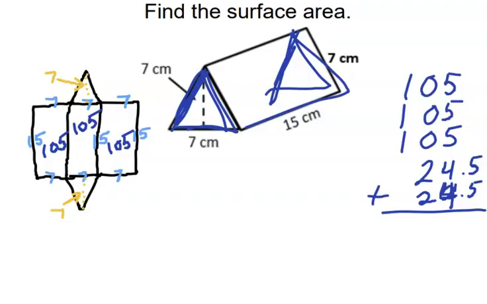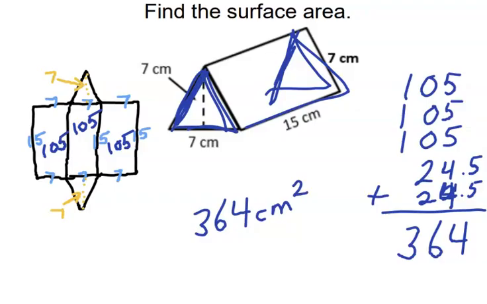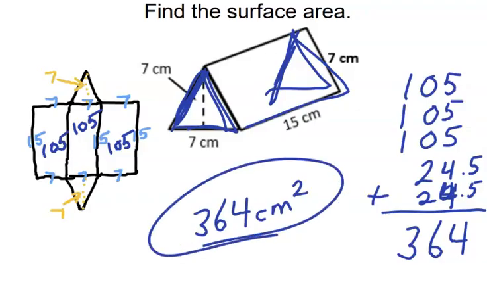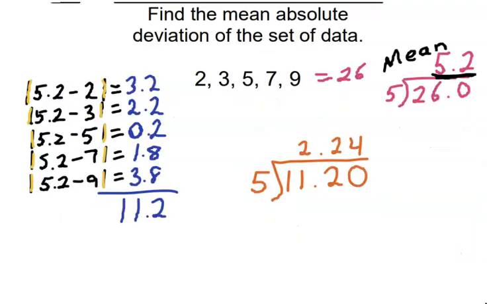So we have 315 plus 24.5 and 24.5, which is 49, which equals 364. Okay, and so our answer is 364 centimeters squared because we're doing surface area. There we go.